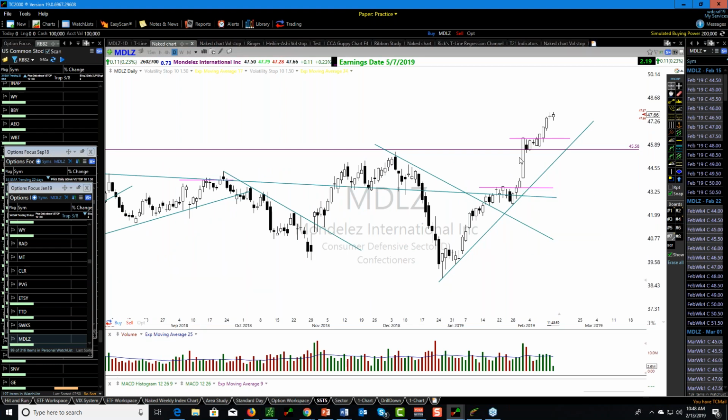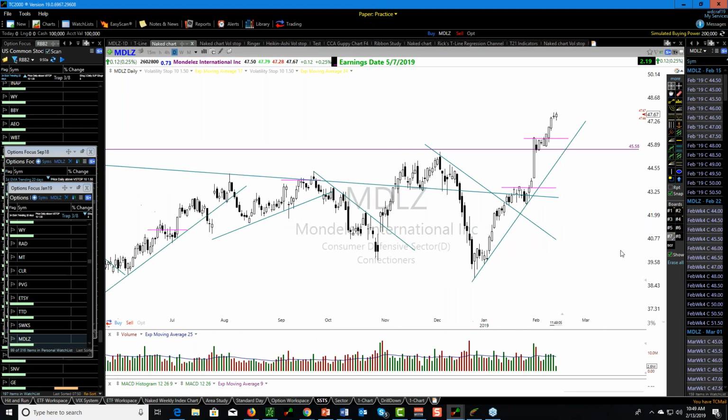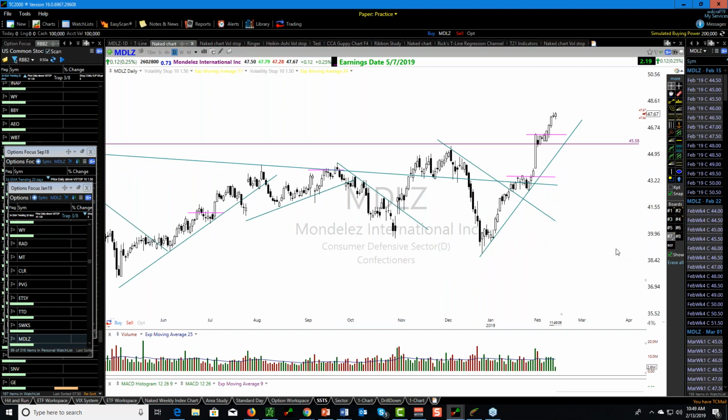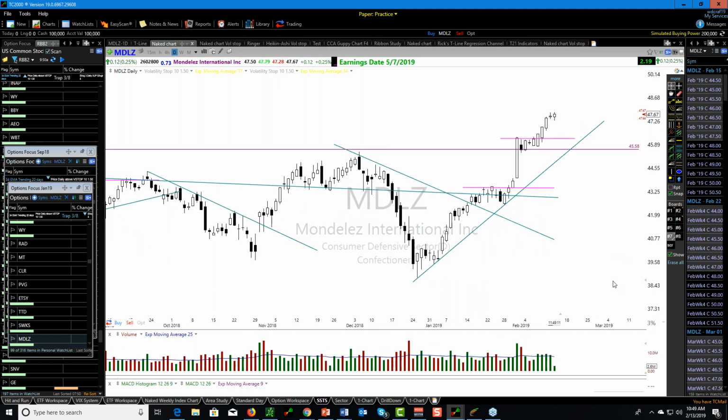Here's a second alert. And I told folks they should be taking profits on this trade today. Be looking to take profits on this trade today because we're getting a little bit overextended in the chart. Let's take a look at Starbucks.